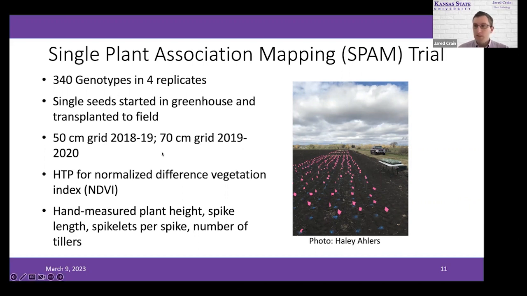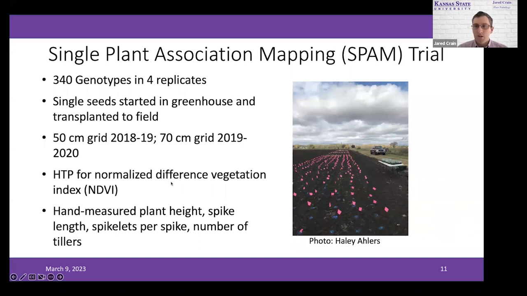And we did this over 2 growing seasons, 2018-19 and 2019-20. With the main change in the second year, we went from a 50 centimeter grid spacing up to a 70 centimeter grid spacing, just to ease some of the post-processing challenges that we found in year number one. So these plants were grown in the field throughout the growing season. We used high throughput phenotyping with uncrewed aerial vehicles, so UAVs, that were collecting RGB imagery and near infrared imagery so we could calculate our normalized difference vegetation index, or NDVI.